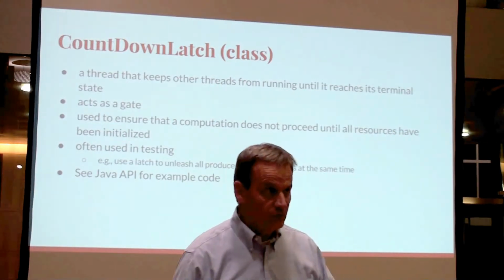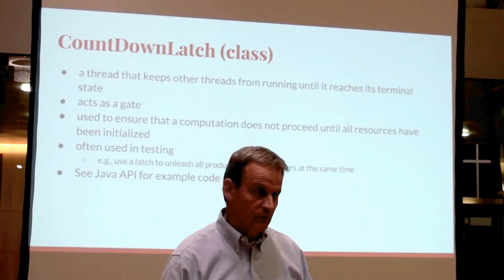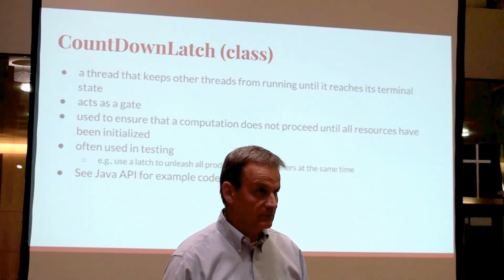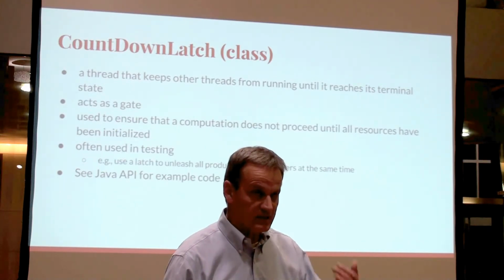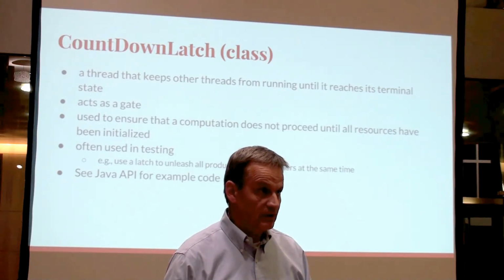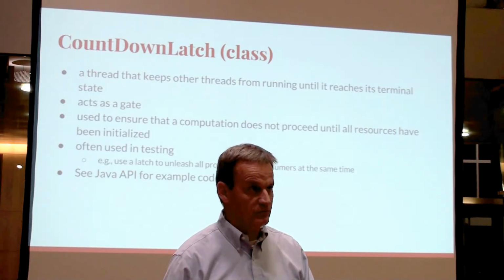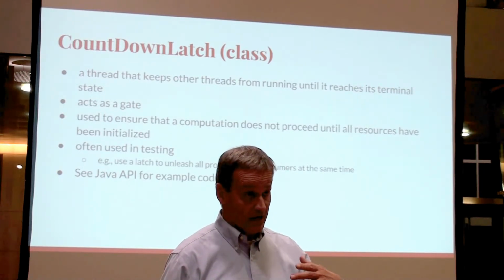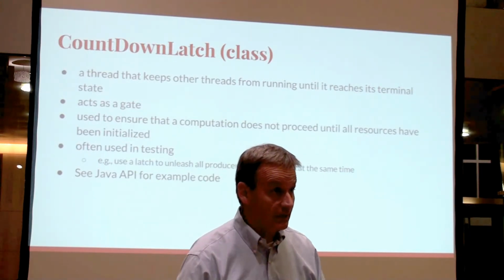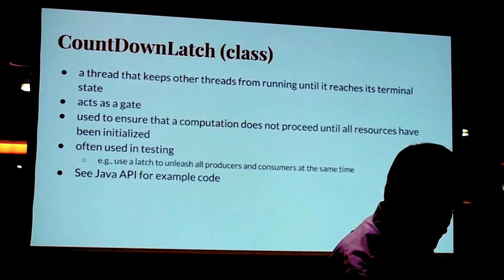Countdown latch. If you want something to happen after certain events have happened, you want to then unleash a thread, you can use a countdown latch. It acts as a kind of gate. If I want to test my consumers and producers, I want to unleash them all at the same time. I don't want to first start the producers or first start the consumers. I can use a countdown latch. If I have 10 consumers and 10 producers, I count down to 20 and then all start at the same time. There's example code and how to use it in the Java API.